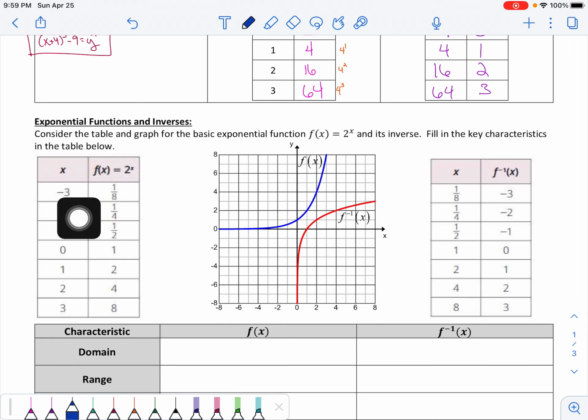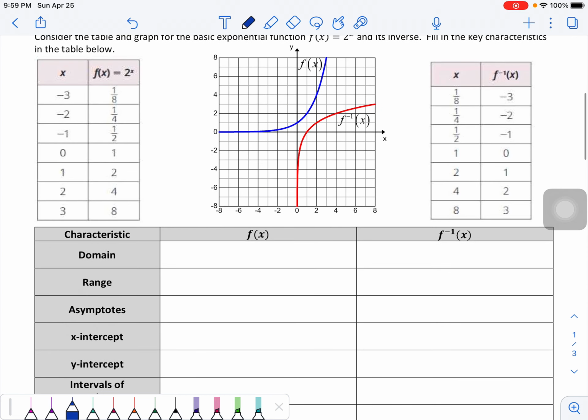Now the inverse, we took this table of values and switched the x's and y's to create this table of values. So x and the inverse of x. When we graph it, it becomes this red curve right here with the function name f inverse of x. All right, so that's the big idea. What we want to do now is identify a bunch of key characteristics.